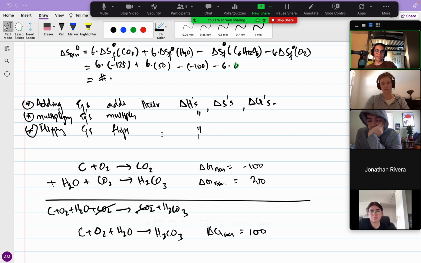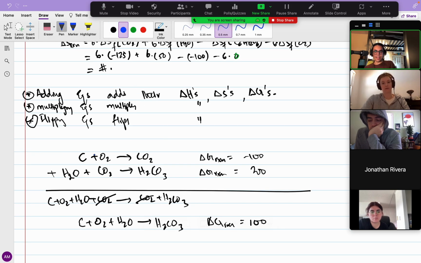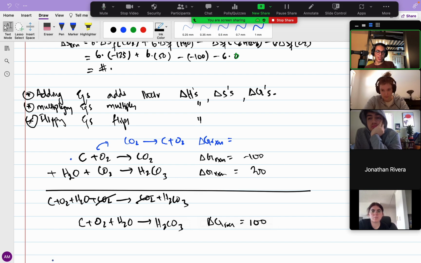Here's an example of that. If I take this first thing and now I want to write down the free energy of this reaction, which if you notice is exactly flipped, what would that be? I took this reaction and I flipped it. So what happens to its delta G? It changes sign. It flips, in the sense of changing sign. So it becomes positive 100.